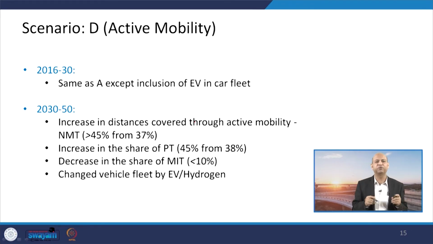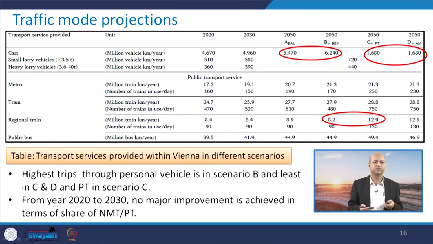The decrease in the share of MIT is less than 10% for motorized individual transport, which is again similar to C, and the change in the fleet like EV and hydrogen-related fleet is also there. Now, there are interesting projections. You can see the traffic mode projections in these tables. So, there are values like 2050 and 2020 for public transport, and this is the active mode of transportation. Similarly, regional train changes are there, but we are mostly focused on Vienna-related values.